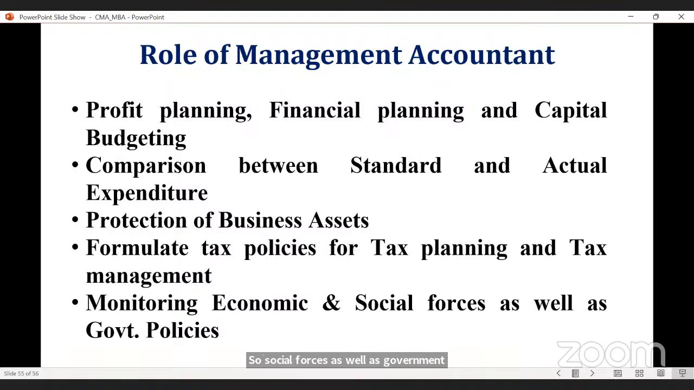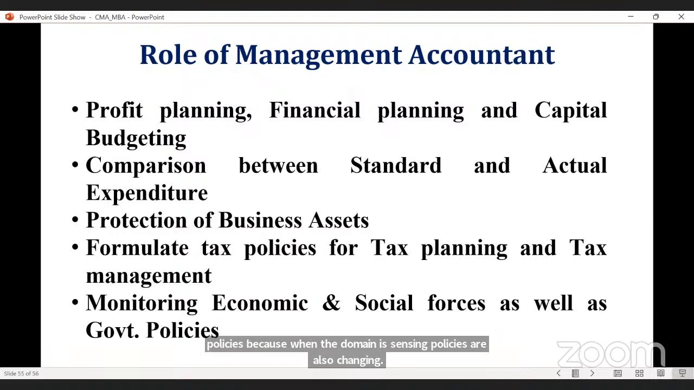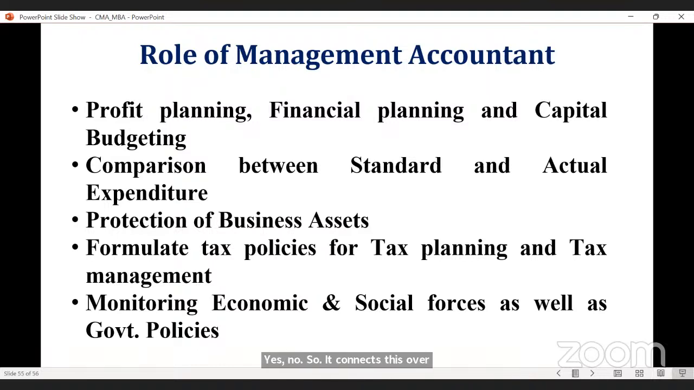Because when the government changes, policies also change. Yes or no? So it cannot be stopped. These all are macro factors. But the management accountant has a role to monitor all those policies before they change, which means the business must be ready to adopt all those changes. Because change is an inevitable process. We can't stop it. Definitely it will change. The economy will change. Society, taste, preference, their interest, everything will change. Government policies will also change.